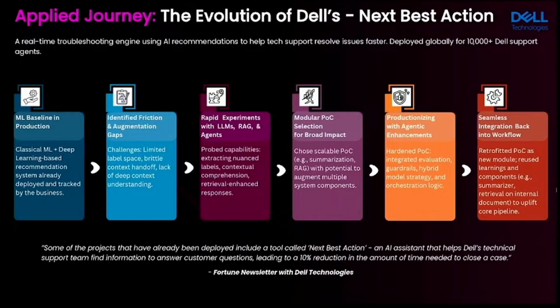So with that, this is Dell's example, right? That's where all of the learnings that you're seeing are coming from, like Dell's next best action. It's a recommendation engine for troubleshooting that we have in-house for our internal agents, right? It helps to get customer support faster. It recommends what the next action should be, given a customer reaching out, right? It's the same process we had, if you see: we had an ML model and baseline. We had a metric tied to it. We identified friction gaps, rapid experimentation, right?